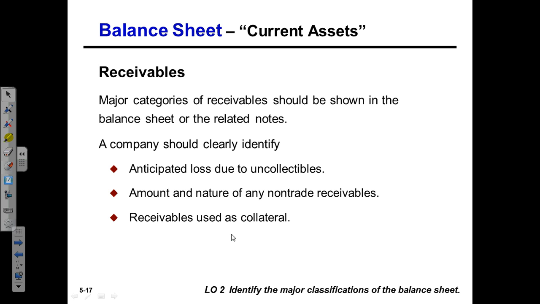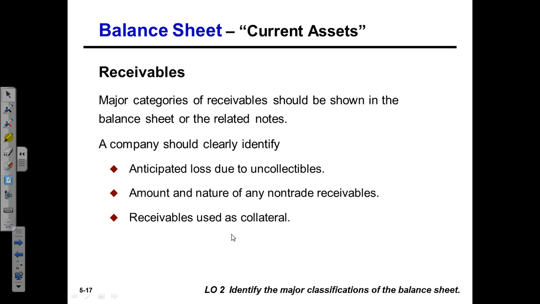Okay. Receivables, yeah. We should have different categories. Companies should clearly identify anticipated loss due to uncollectibles. That's the allowance, right? And the amount and nature of any non-trade receivables. Trade receivables are what I'm in business to do. It's sort of like income from operations, sales, right, guys? Okay? That'd be these trade receivables. We usually just call them accounts receivable, but really they're trade accounts receivable.